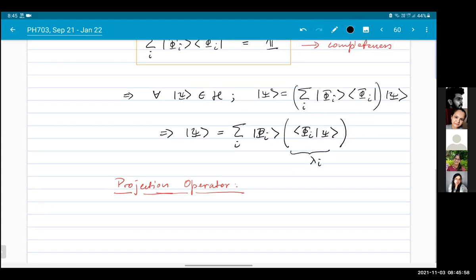Okay, so what is a projection operator? Let me give you the properties first. If you have an operator P which is a projection operator, it satisfies this equation, which means that P square is equal to itself. Now, if you look at any of these operators, this is a single operator which I called O of I. What does this operator do?